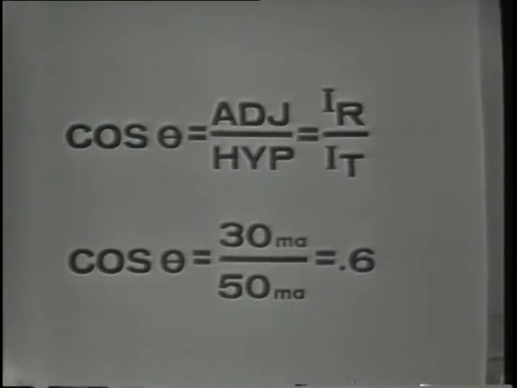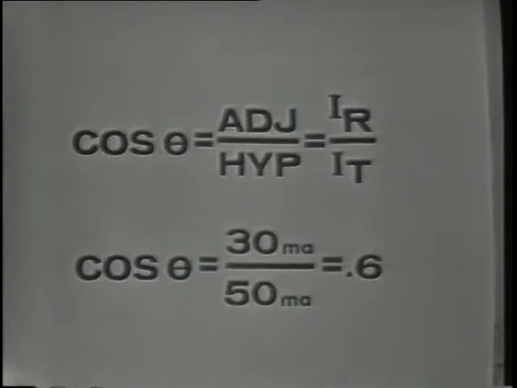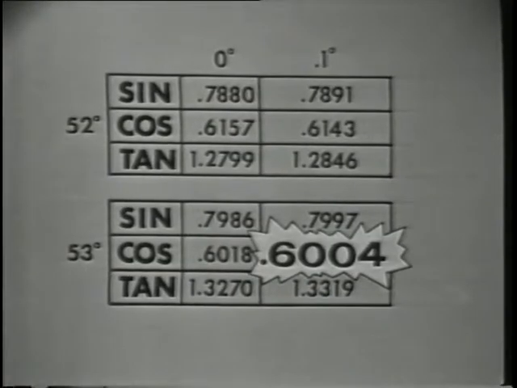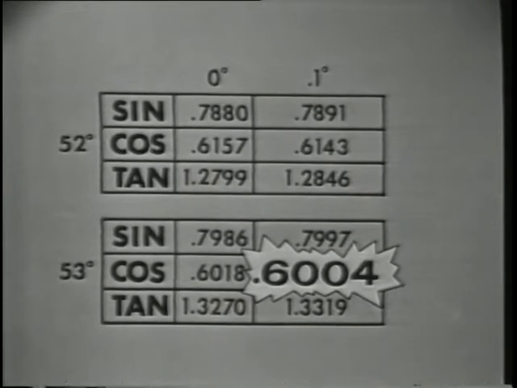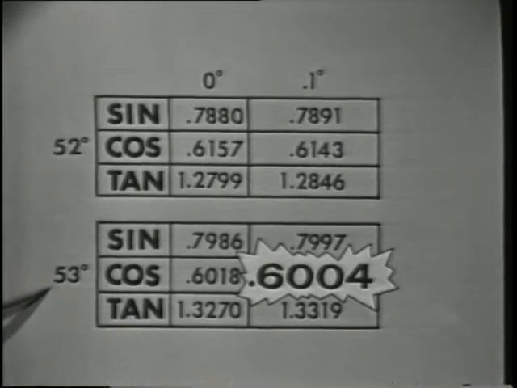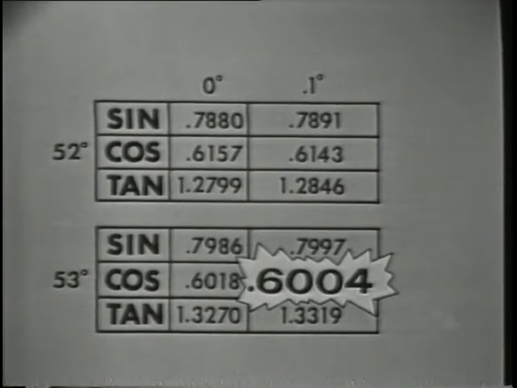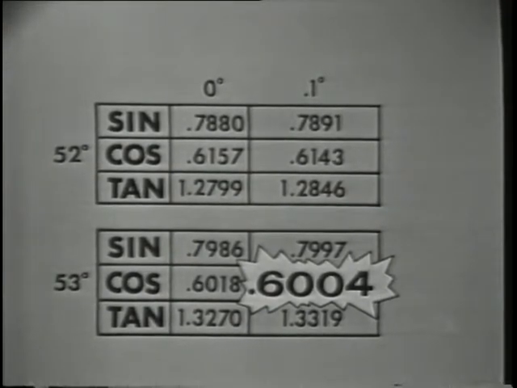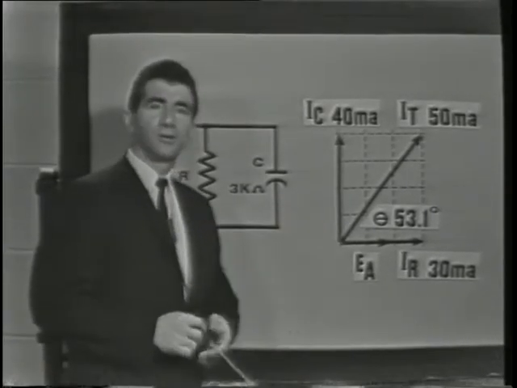Now, the only way that the cosine 0.6 will give us angle theta is in the trig tables. And we know the approximate phase angle is 53 degrees. So we'll go to the trig tables and find the cosine nearest 0.6, which is 0.6004, and we see that the angle is 53.1 degrees. The procedure is very simple and very accurate. But now that we have the phase angle, what are we going to do with it?